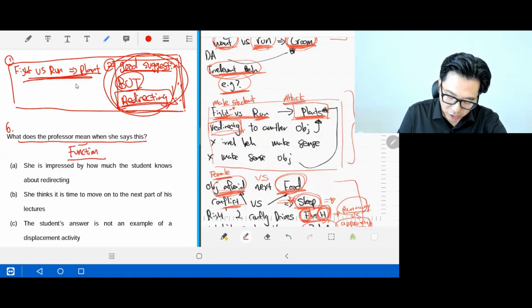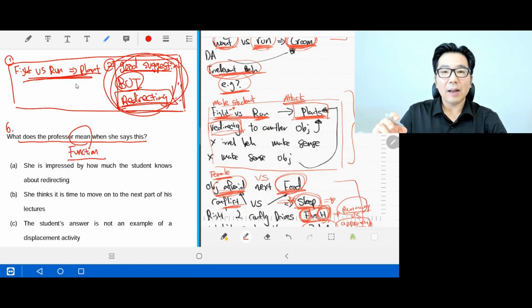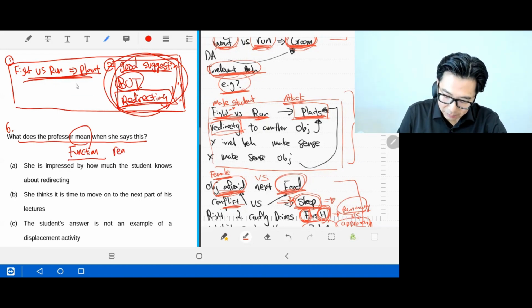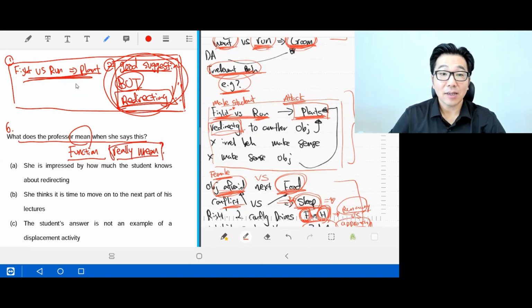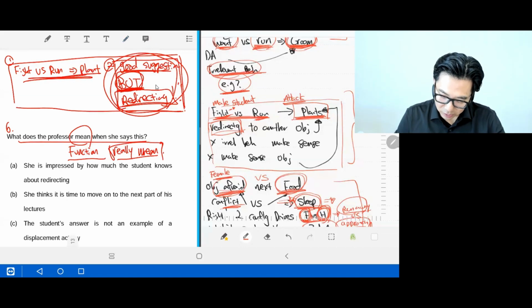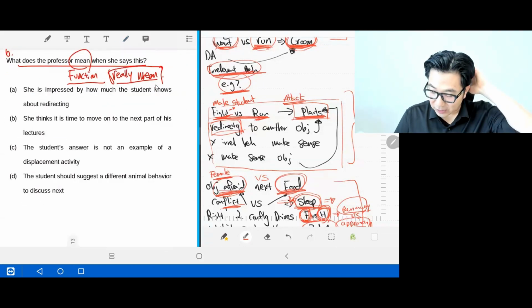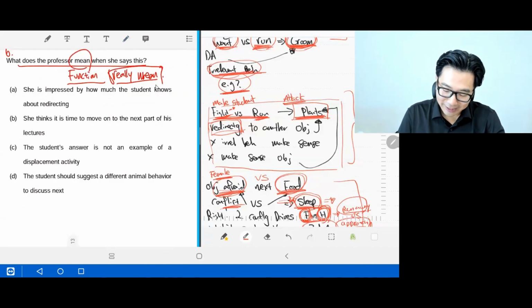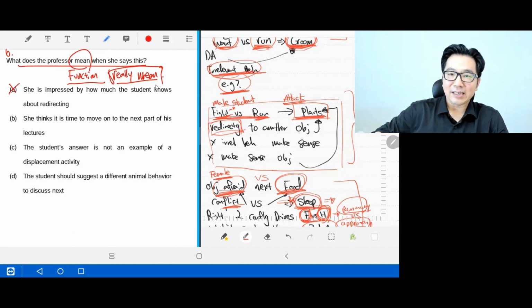So function question means a person says this, but what does he or she really mean? Truly mean. Okay, right? We know now, right? Because of "but." Let's solve this question. A, she is impressed by how much the student knows about redirecting. Definitely not. She's saying that's redirecting.